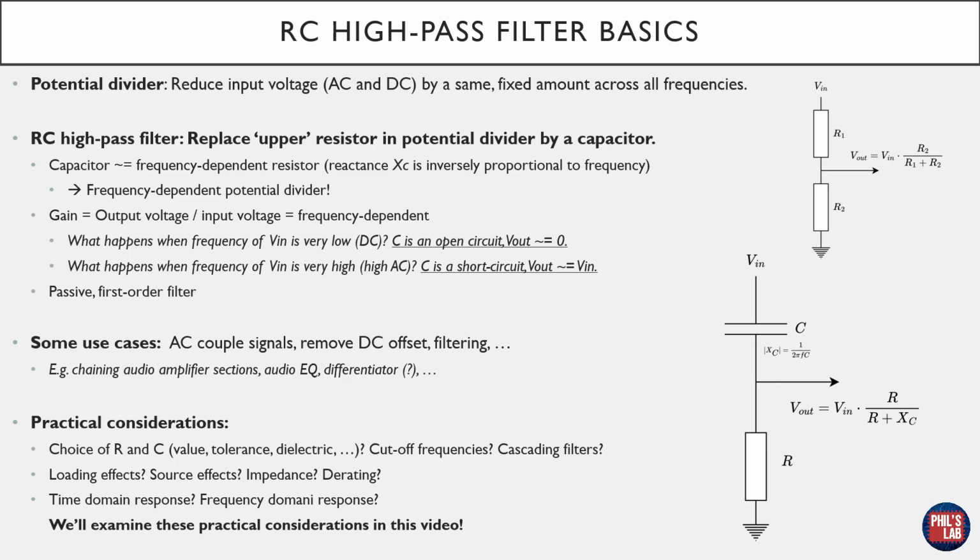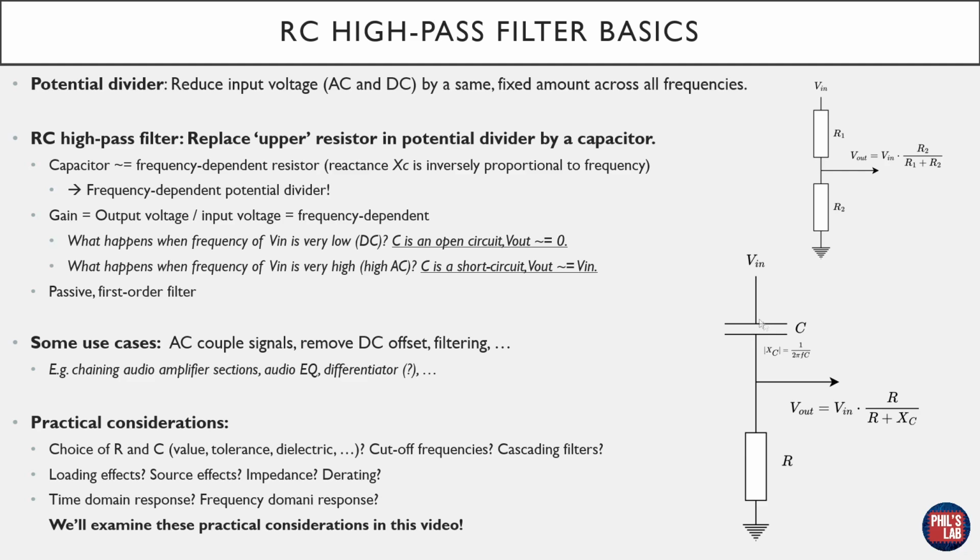As was the case with the RC low-pass filter, we will first of all examine the RC high-pass filter in terms of a potential divider. A typical potential or voltage divider we can see at the top right-hand side, where we just have two resistors. We feed in an input voltage and take the output voltage at the center point between these two resistors. This potential divider reduces the input voltage, both AC and DC, by the same fixed amount across all frequencies. The RC high-pass filter, however, we take the top resistor and replace it with a capacitor. You can see a capacitor, very simply speaking, as a frequency-dependent resistor. So it has a reactance instead of a resistance, and its reactance is inversely proportional to the frequency.